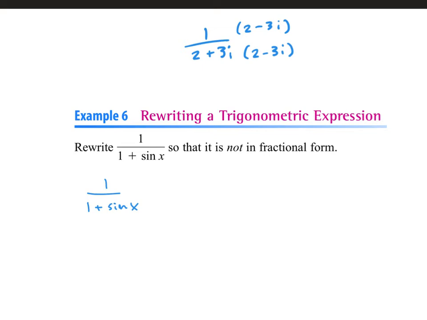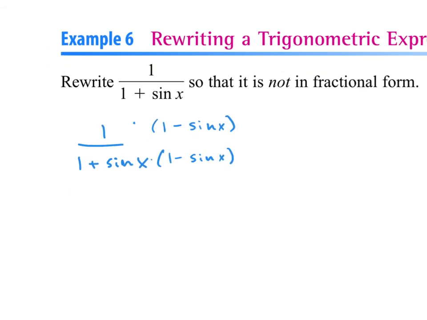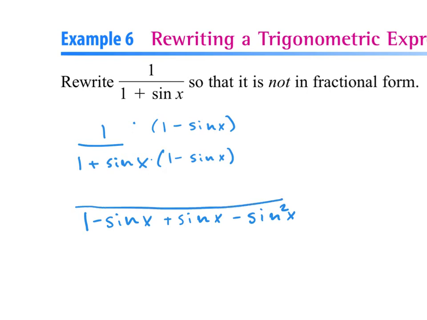So on the bottom, let's multiply by the conjugate. What do you think the conjugate of 1 plus sine x is? 1 minus sine x. So what we do on the bottom, we got to do to the top. So we're multiplying. On the bottom, we need a FOIL. So 1 times 1 is 1. 1 times negative sine x is negative sine x, plus sine x, minus sine squared x. And then on the top, we have 1 minus sine x.